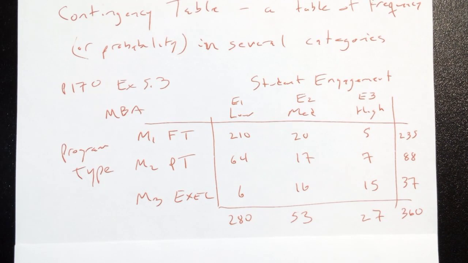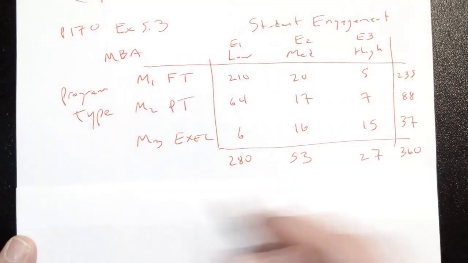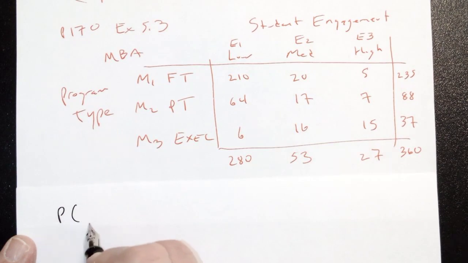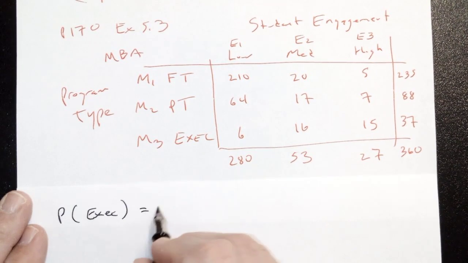So this table appears on page 170. But let's consider, if I ask you to pick a random student from the MBA program, what is the probability that that student is in the executive program? Well, now I need the total against the total. Well, the total what? The total in the executive program, out of? Right, my whole group.